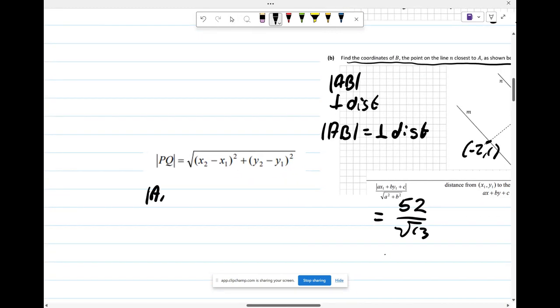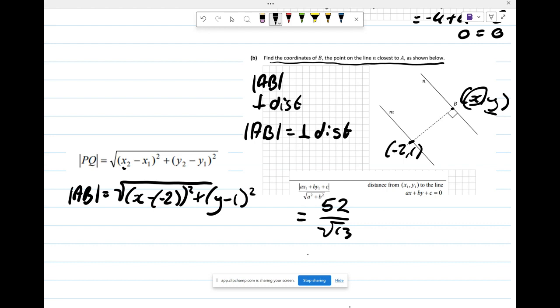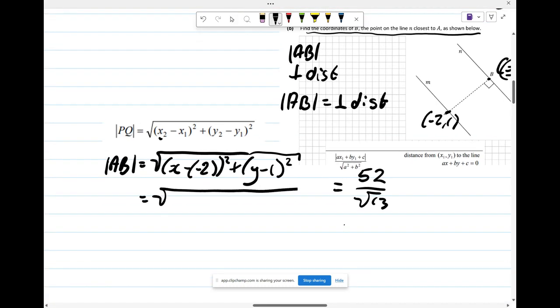So the distance from A to B is going to be the square root of x2, which is just x, found up here. x1 here is -2, so that's x minus -2, then that's squared. Then we're going to add y2, which is just y, minus 1, and then we square that, and then square root the whole thing. So that's going to be equal to the square root of (x + 2) squared plus (y - 1) squared.